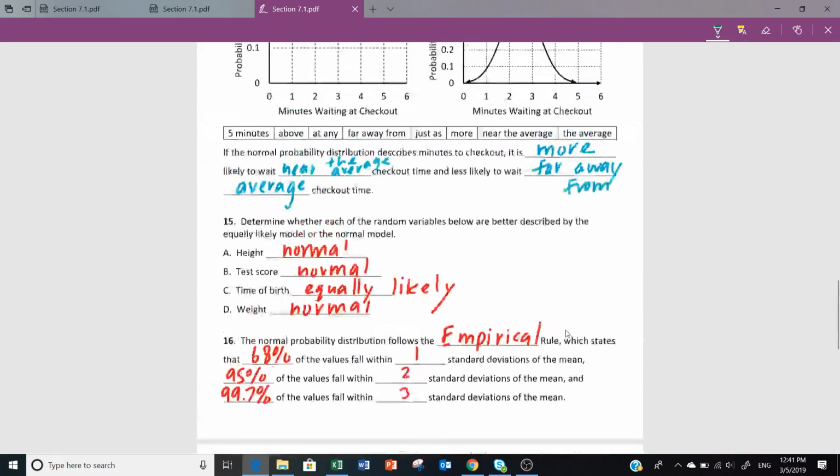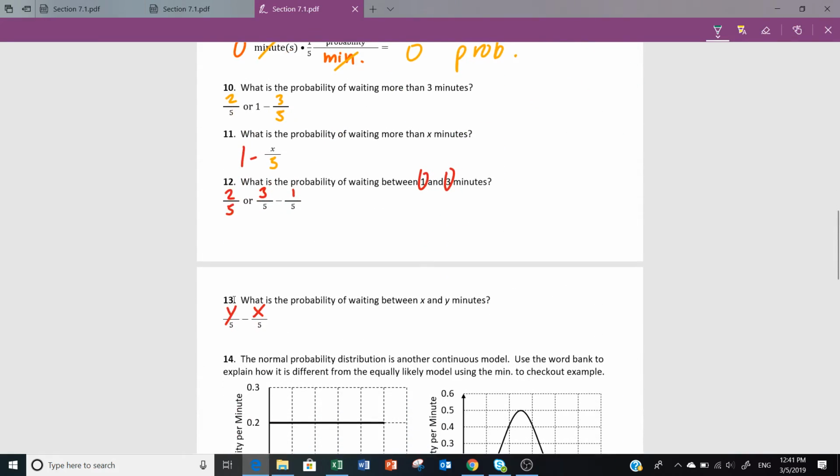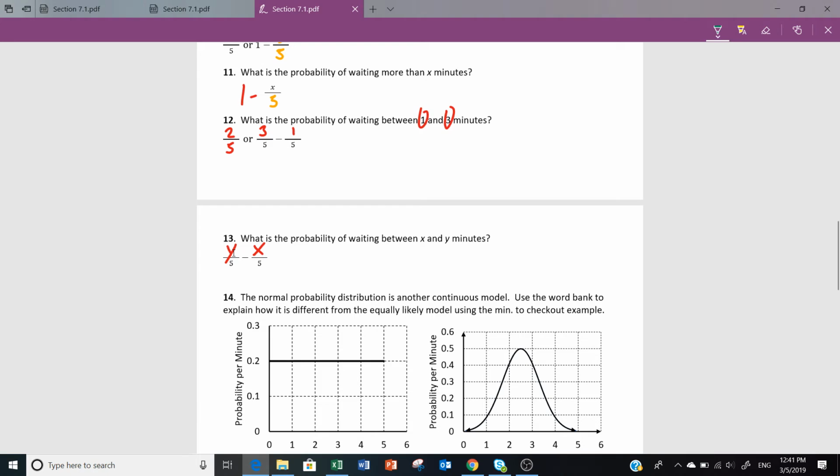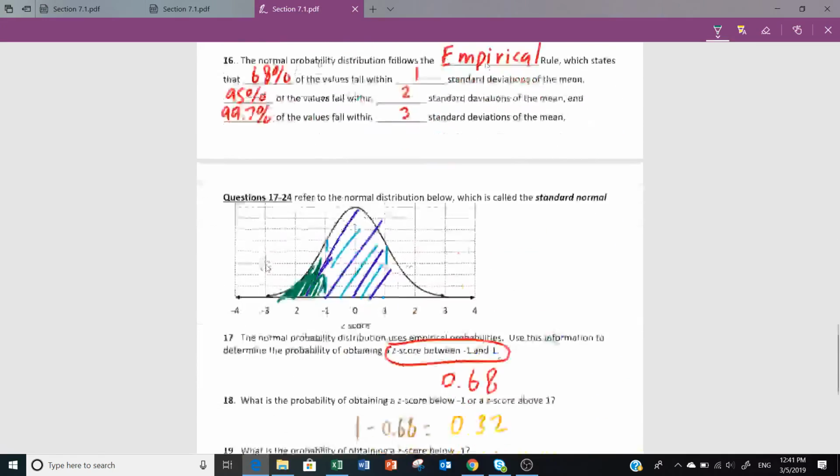Now, this is very similar to question 13. Question 13, if you want, you can take the two left probabilities and subtract them. Take the bigger probability and subtract the smaller one.